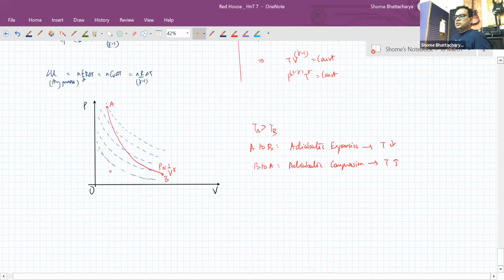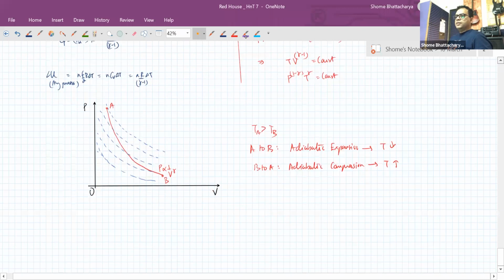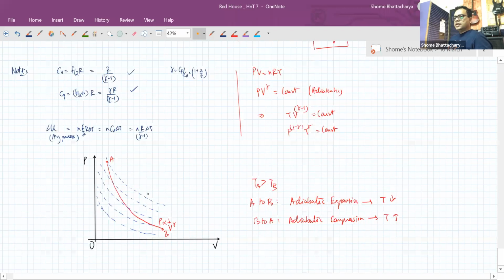Okay, so this part is clear, na? How the adiabatic curve looks in comparison to the isotherms. These are isotherms. This one is at a temperature B, so you can see the adiabatic curve has a sharper slope than the isothermal curve because gamma is greater than 1.